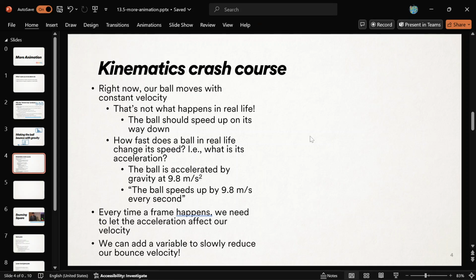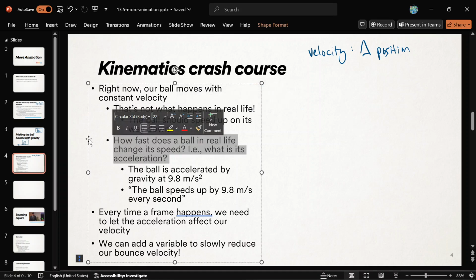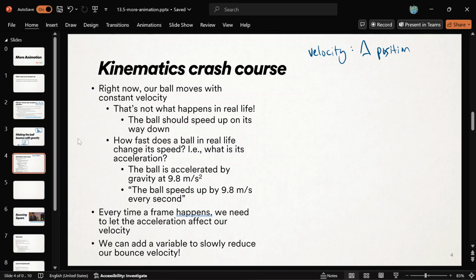And remember, what is velocity? It's the change in where you move to. It's the change in your position. Velocity, that is the change, or delta, right? Delta position. That's what that is. That's not what happens in real life. The ball should be speeding up on the way down. And now the question is, how fast in real life does a ball speed up? How fast does it change its speed as time goes on and it gets closer to the ground?